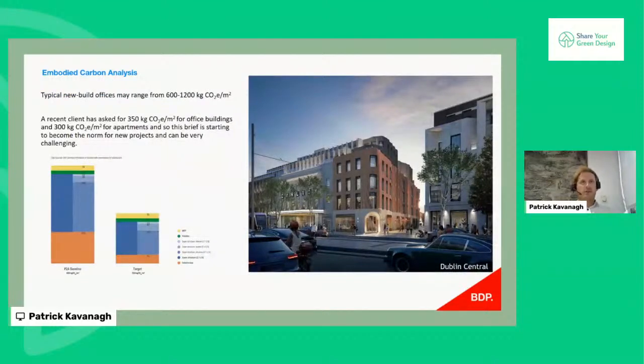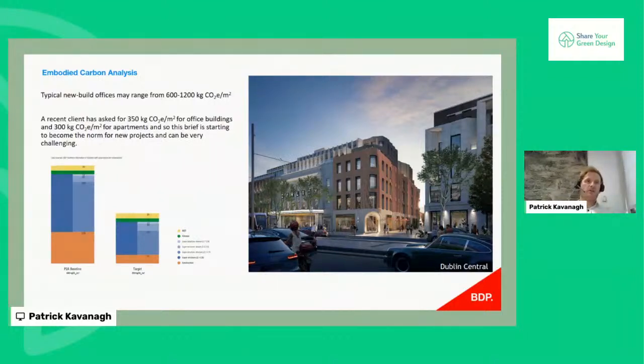Data would show that a typical new build office may range from 600 to 1200 kilograms of CO2 equivalent per meter squared. And what we're finding now, and a recent client has asked for, is they're looking for 350 kilograms of CO2 for office buildings and 300 for apartments to align with the LETI target. And so this brief is starting to become the norm. This is what we're finding, and it can be very challenging, particularly in Ireland.